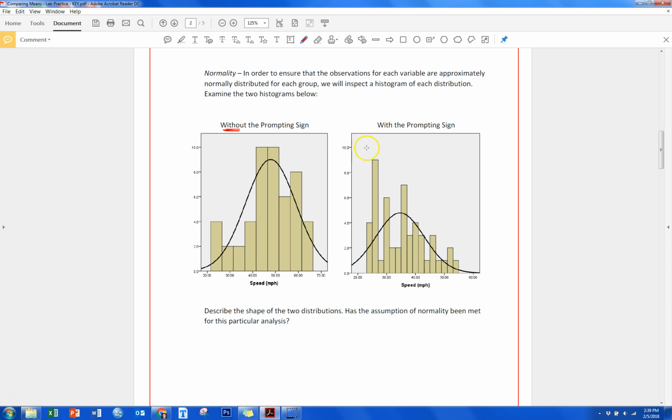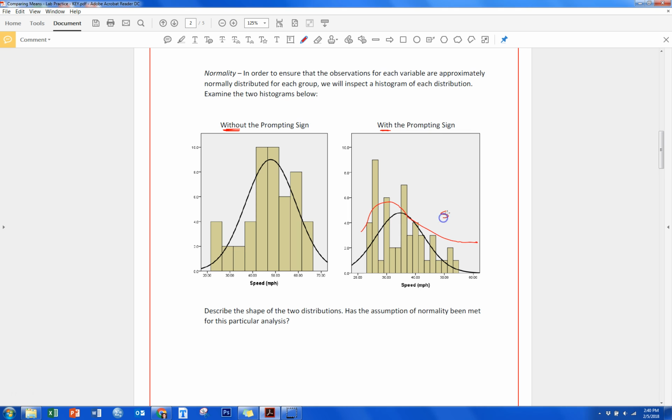So this is the before, this is the after, or the with the sign condition. Let's take a look. Here it looks like the observations more or less follow along the curve. Over here, it's similar. Notice that there is a little bit of a skew. We have more observations over here on the left side, on the slower end, but we do have some that are quite fast, right? So we have a few that are still on the high end. So we have a little bit of a skewed distribution. A skewed distribution is where it's not even like the bell curve, but it's higher on one end and kind of drags out on the other side.